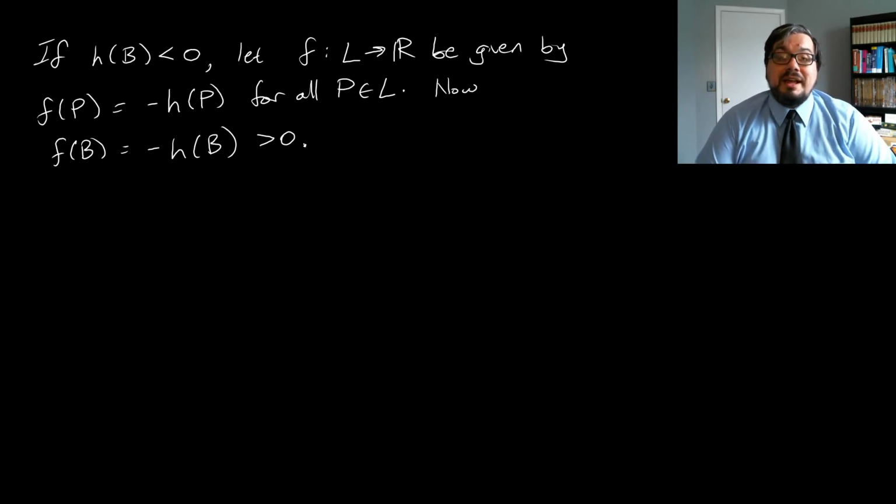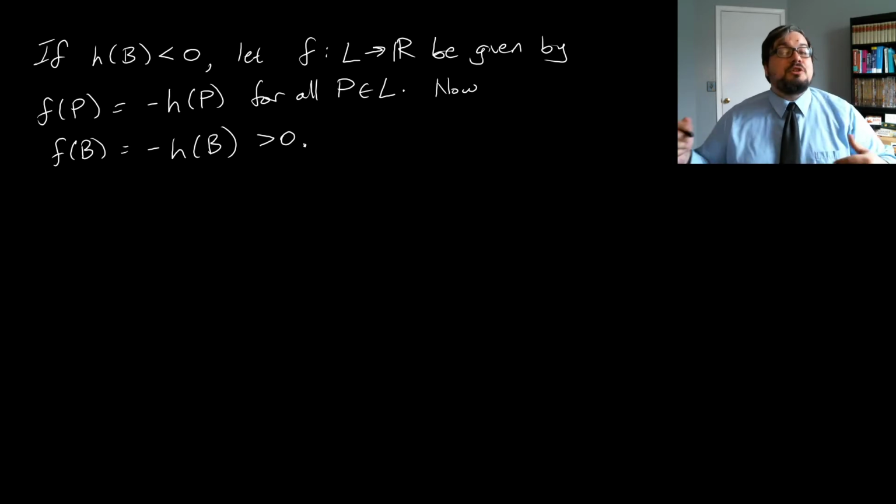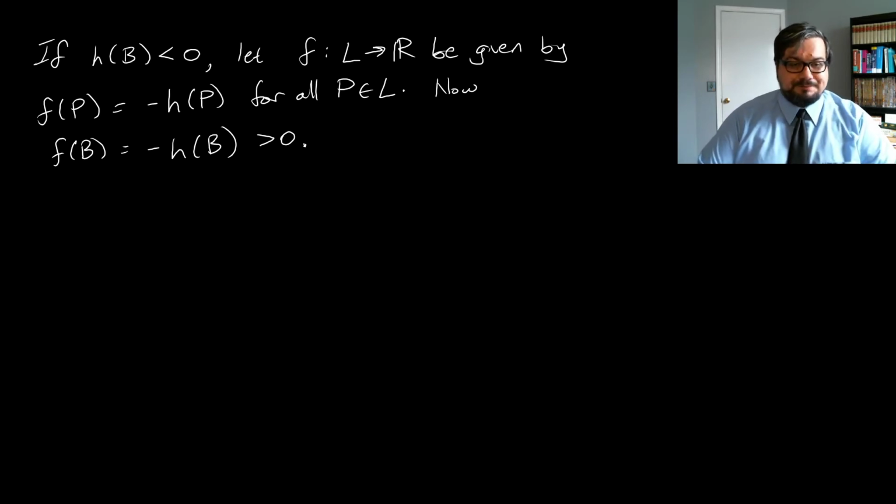So the only thing that remains is to prove that f is a coordinate system. Now I'll go through this in general, and actually the process that we use here will be similar to the process you need to use on the first step to show that h was a coordinate system to begin with.